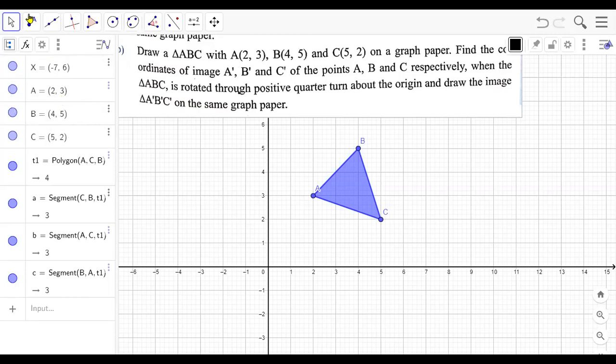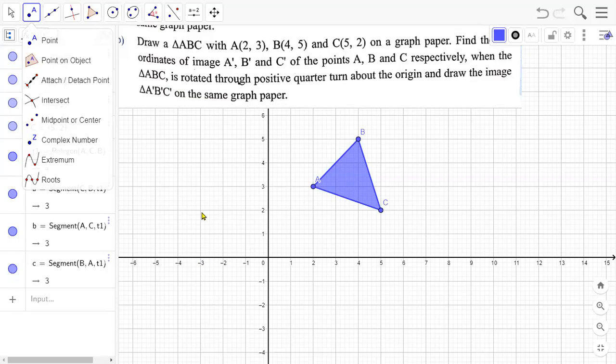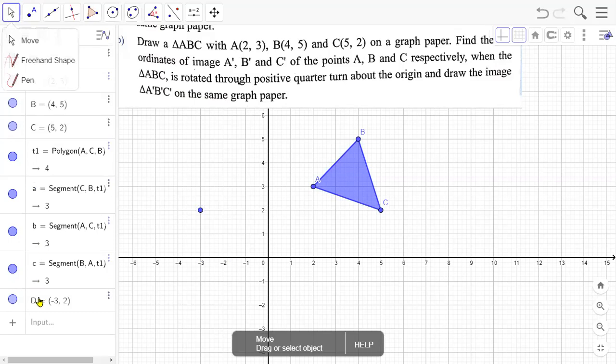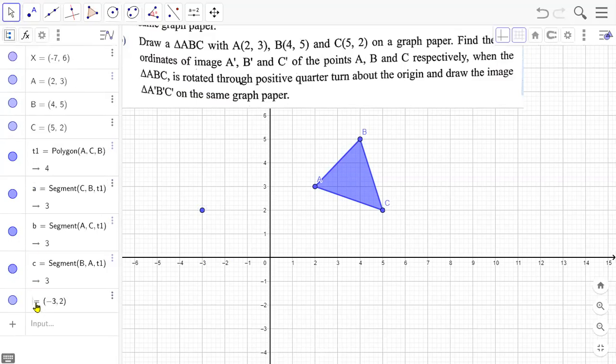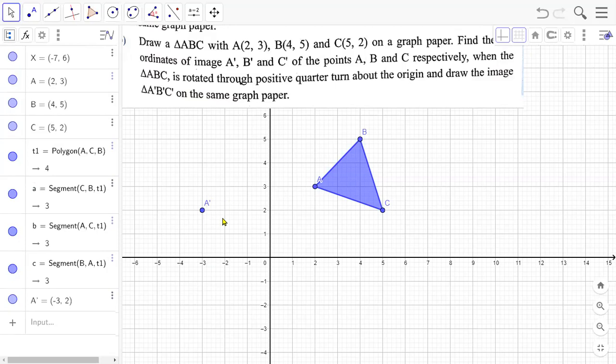Okay, let's find out the point (-3, 2). We have to go to the left. (-3, 2), this will be the point. And what will be the name of this point? A dash. Okay, very good. It is A dash.